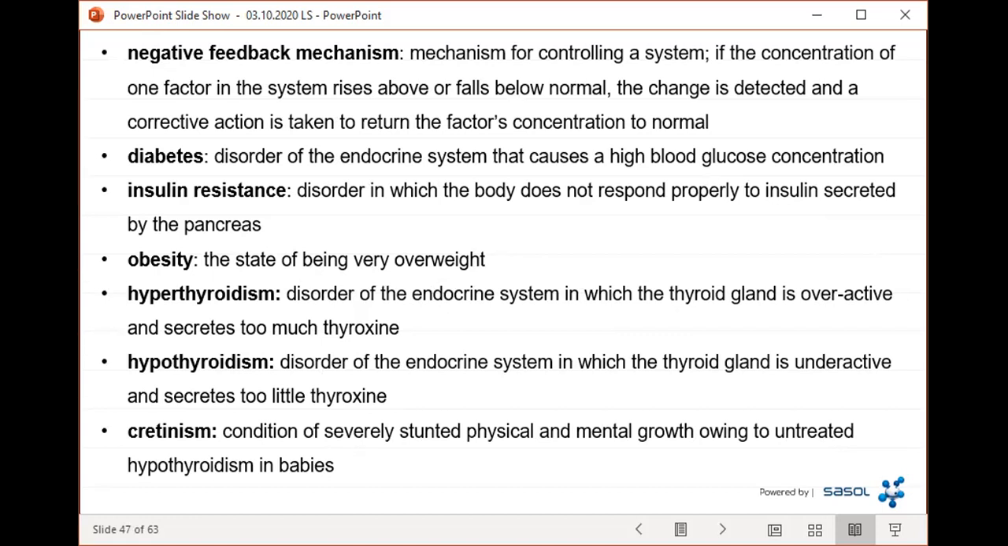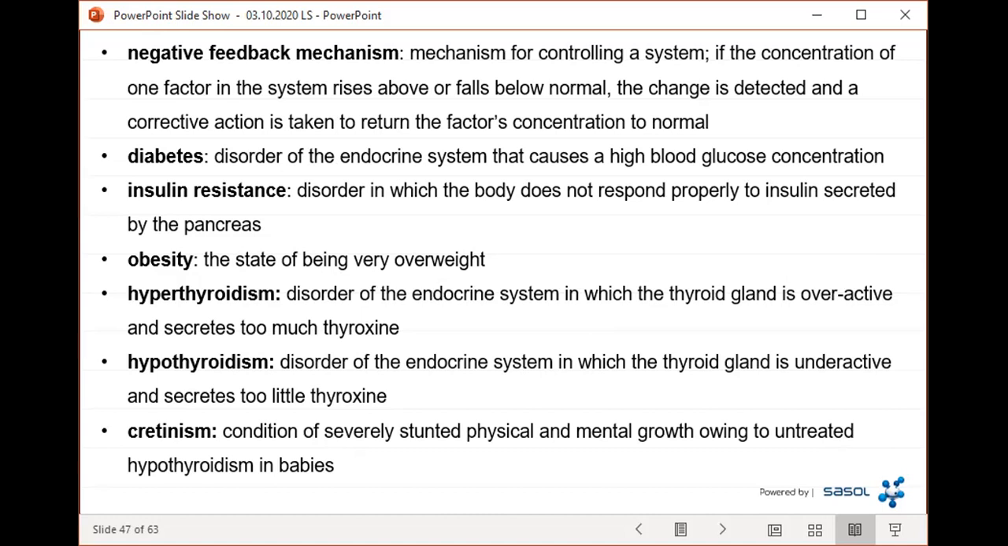Then diabetes is a disorder of the endocrine system that causes a high blood glucose concentration. So in the case of diabetes, we would have insulin not working properly, either not being secreted or not acting on the target organs. Then insulin resistance is the disorder in which the body does not respond properly to insulin secreted by the pancreas. Obesity is the state of being very overweight.